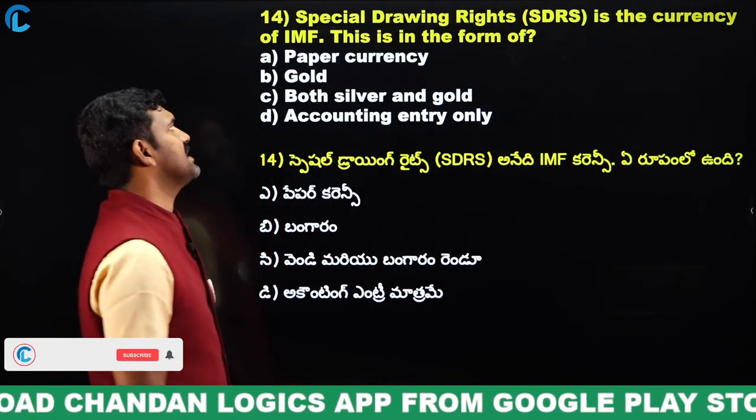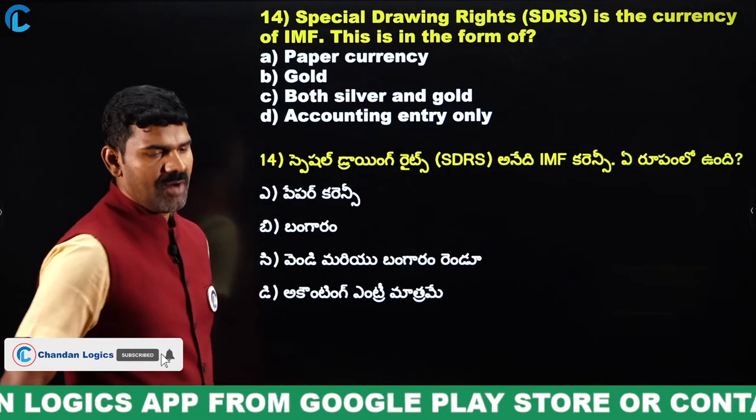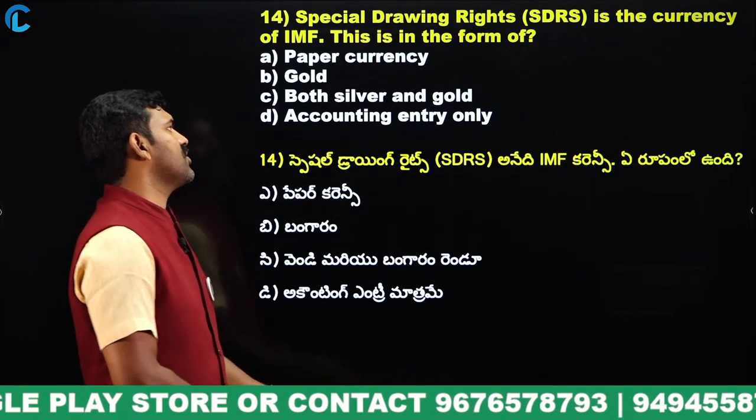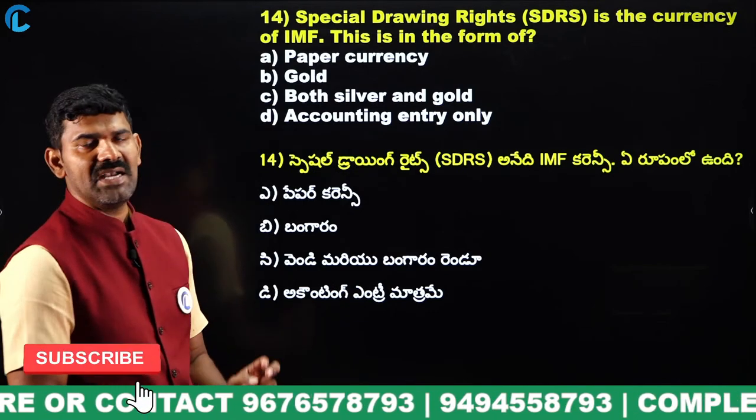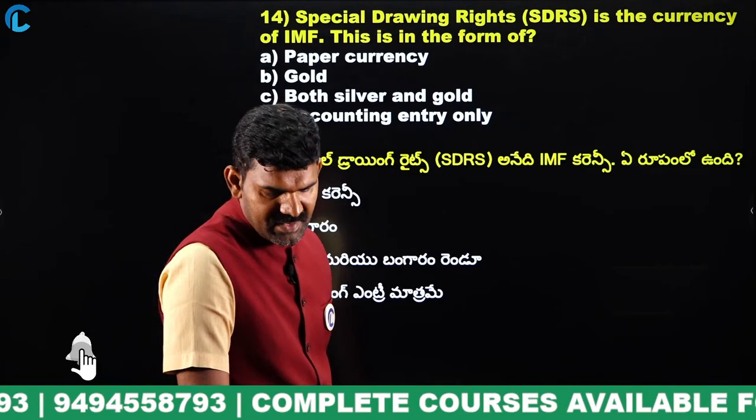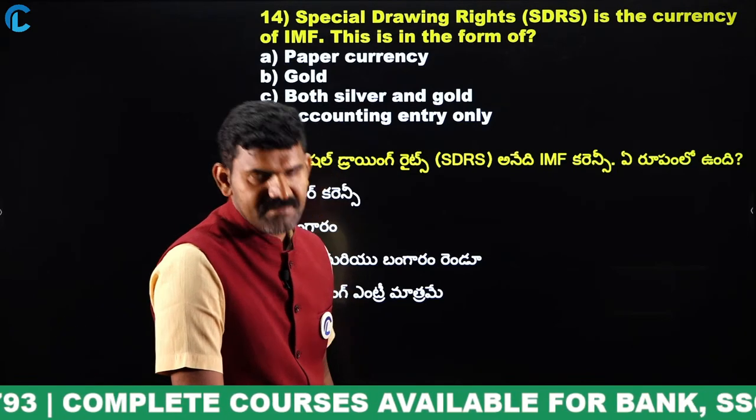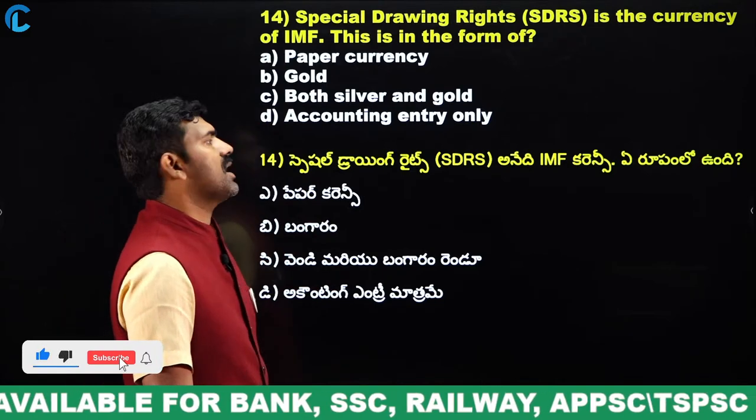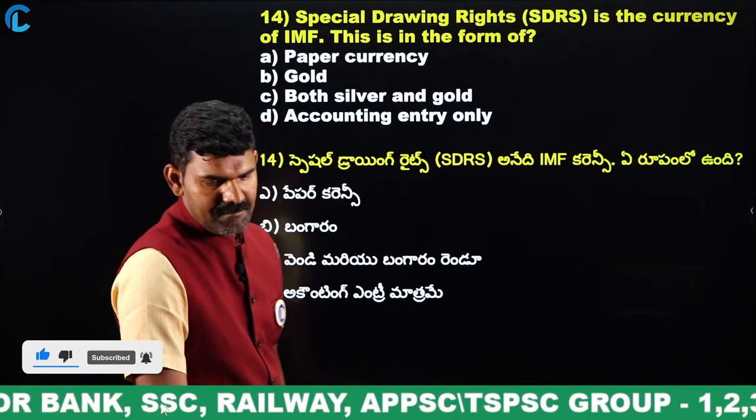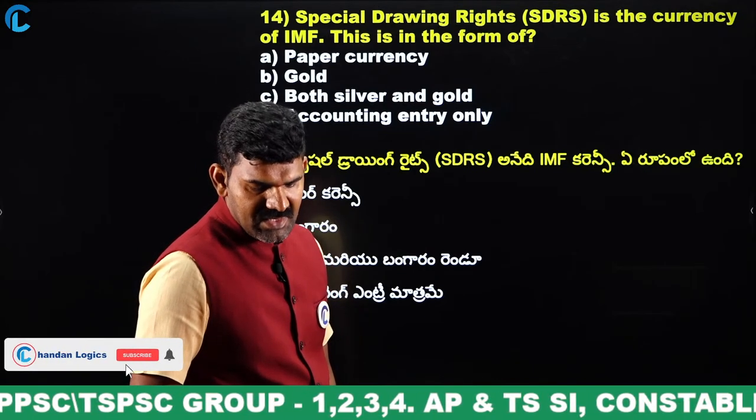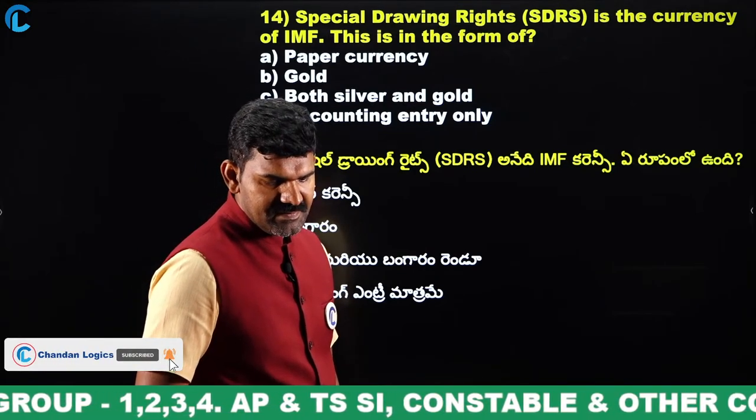Special drawing rights is the currency of IMF. This is in the form of what? Paper currency, gold, both silver and gold, or accounting entry only. What is the form of SDR? SDR will be in the form of what? Paper currency, gold, both silver and gold, accounting entry only. What is the right answer? Come on, guys. What is the answer for this question?